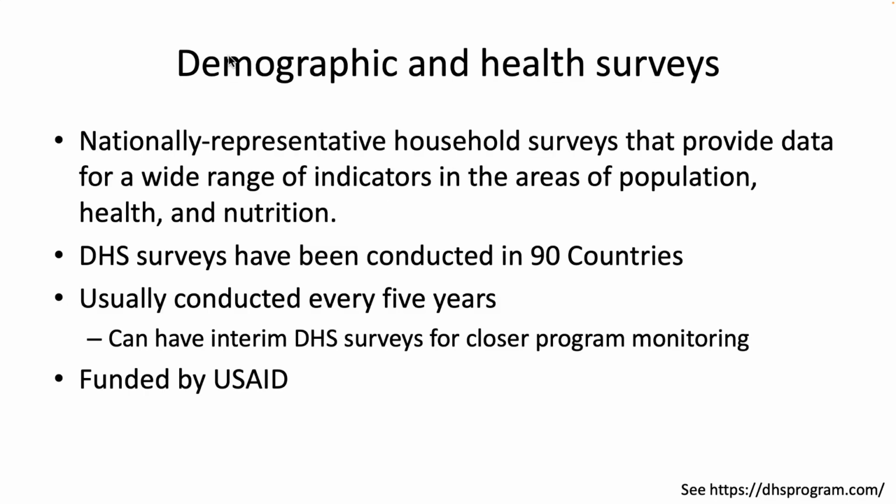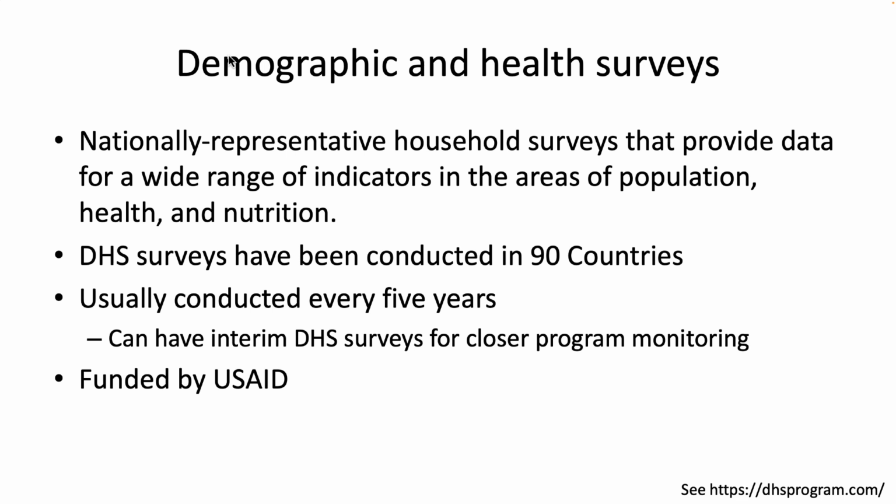We briefly covered demographic and health surveys, or DHS surveys, in an earlier session. As a reminder, these are nationally representative household surveys that provide data on a wide range of topics, but are focused on the areas of demography, health, and nutrition. Demographic and health surveys have been conducted in 84 countries, and they're usually conducted about every 5 years, which is kind of a long interval for things that are rapidly changing. Sometimes there are interim demographic and health surveys in between these larger 5-year surveys.